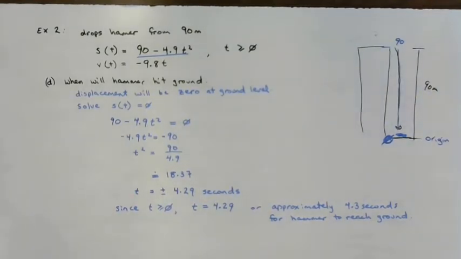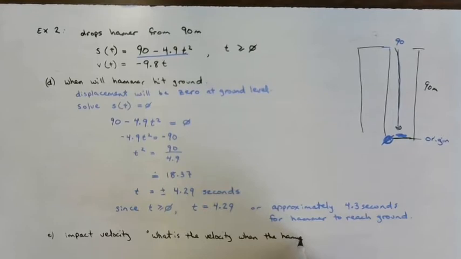Part E, we've got two more parts, E and F. E says determine the impact velocity. Impact velocity. So, translation: what is the velocity when the hammer hits the ground? Essentially, how hard does the hammer hit the ground?